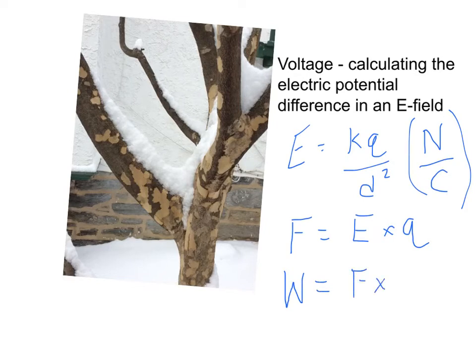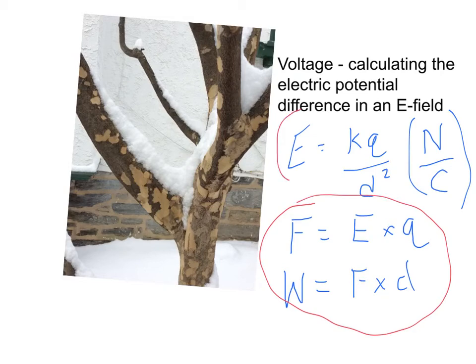So the three equations we'll think about are E is kq over d squared, F is EQ, and work is FD. But today, to calculate the electric potential difference, we're really just going to use these two. F is EQ and work is FD. We'll assume the E field has already been determined for us, and we'll see what that looks like.